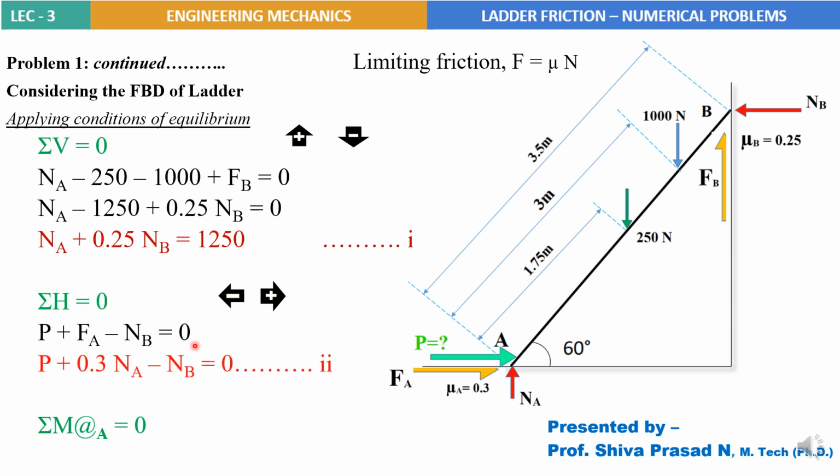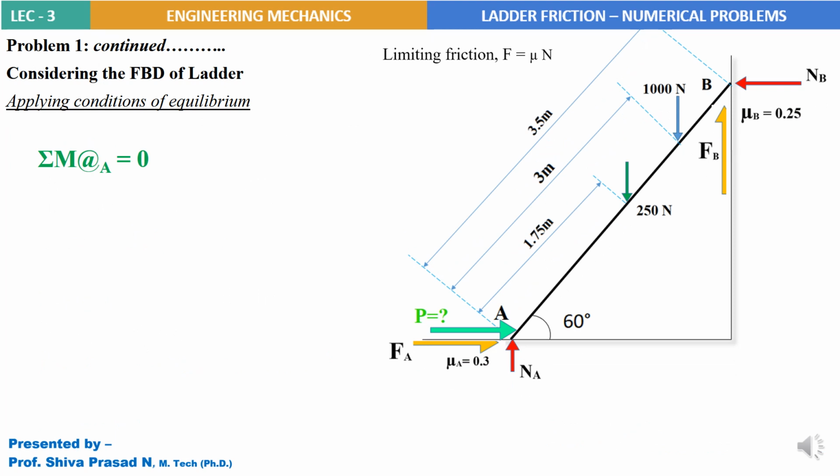On substituting for Fa with 0.3 Na, that is mu times Na minus Nb, it is equal to 0. So that we will call equation number 2. With this we will move on to the third condition of equilibrium, that is applying moments at any point equal to 0. Third condition of equilibrium.